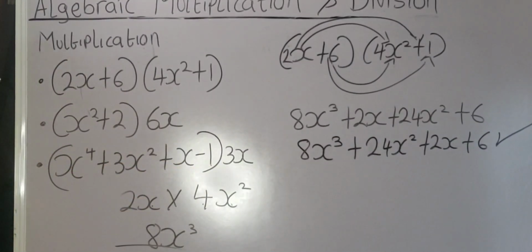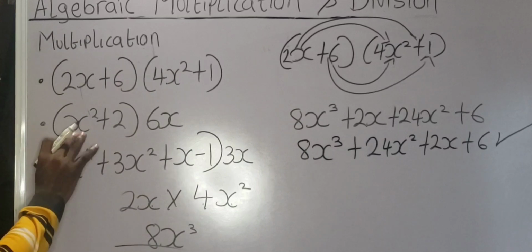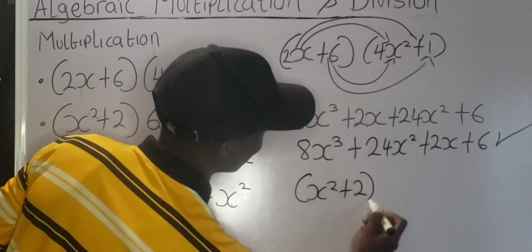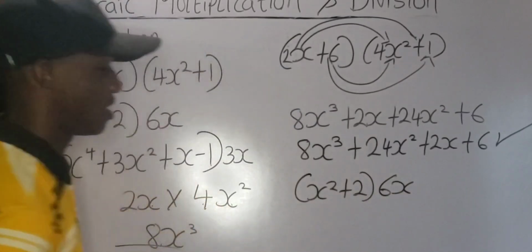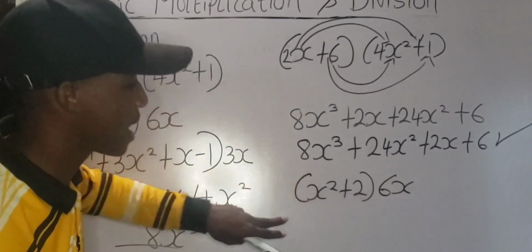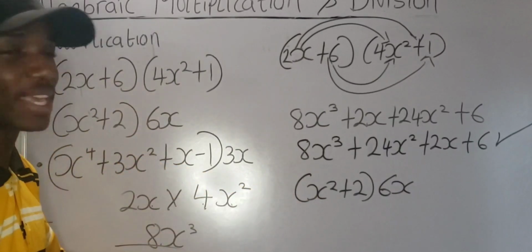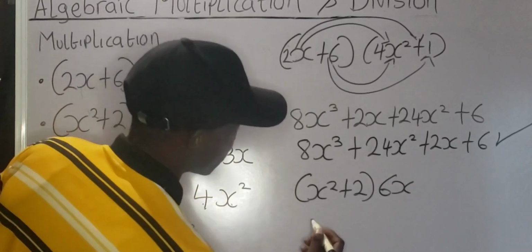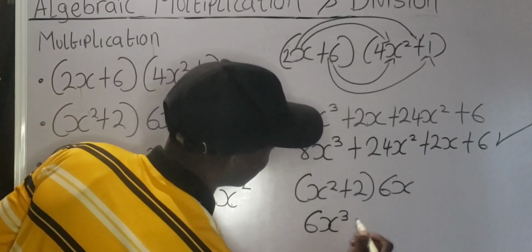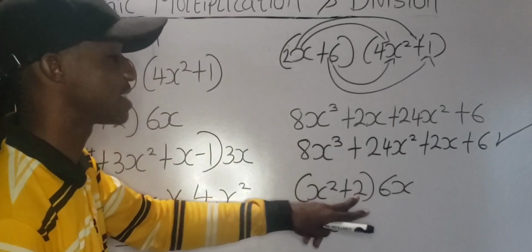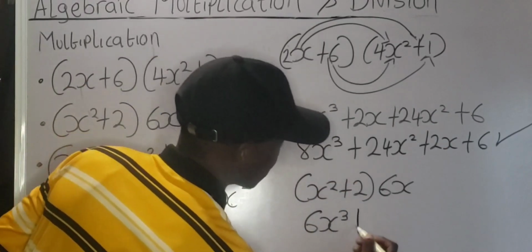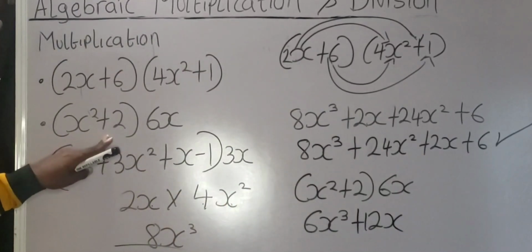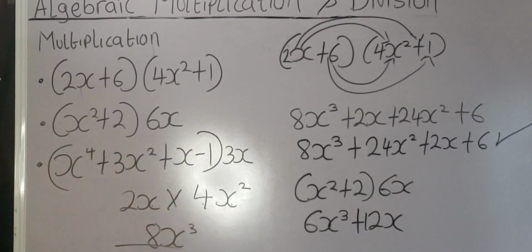Okay, let's proceed to the second example. We have x squared plus 2 multiplied by 6x. Now look, this 6x will multiply all the elements inside the bracket. So 6x multiplied by x squared, that is what? 6x raised to the power of 3. 6x multiplied by 2, that is positive 12x. So I'm going to have positive 12x. Okay, that's the final answer to the second question. Now, if you got this right, clap for yourself.